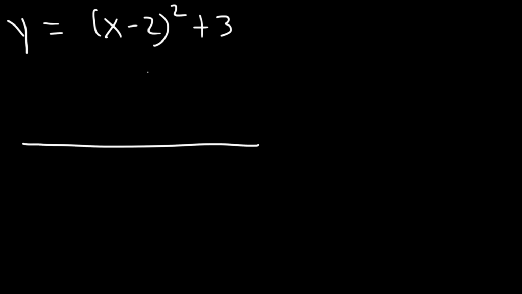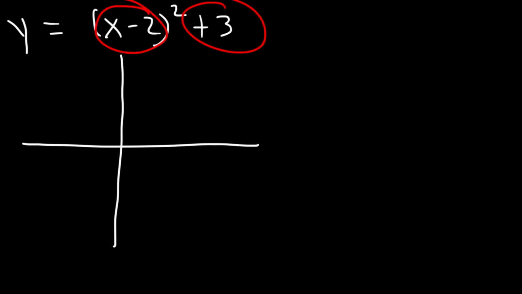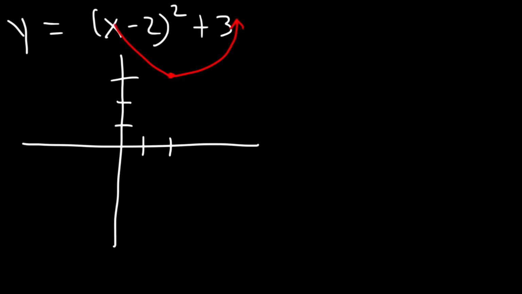So how would you graph this function? x minus 2 squared plus 3. So graph it using transformations. So the parent function is x squared, which looks like this. However, we can see that we have a horizontal shift 2 units to the right and a vertical shift up 3. So I'm going to shift it 2 units to the right and up 3. And then you can just draw a rough sketch. And that's it for that example.